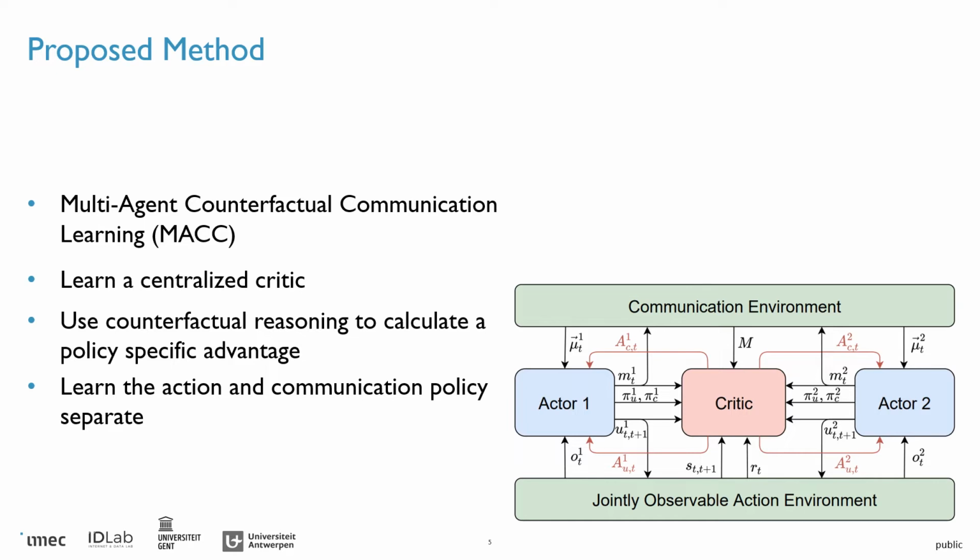The figure on the right shows the high-level structure of MACC. It has the communication environment and the action environment, the two different actors, and a centralized critic. The actors will send, during learning, all the available information towards the critic, and the critic will use this information in combination with the full state and the team reward, and with the M function, which defines which messages get sent to which agents, to calculate an action advantage and a communication advantage.